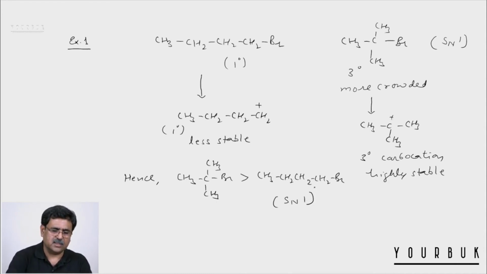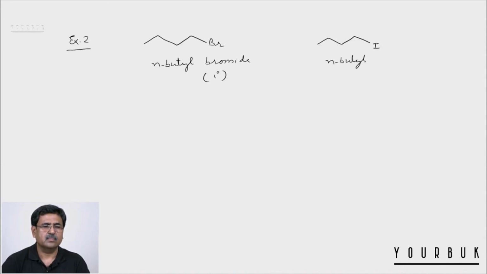Now we'll take one last example. This is example number 2. These are the two alkyl halides given. This is called n-butyl bromide. It's a primary, it's a 1 degree. Now this second compound is called normal butyl iodide and is also 1 degree.